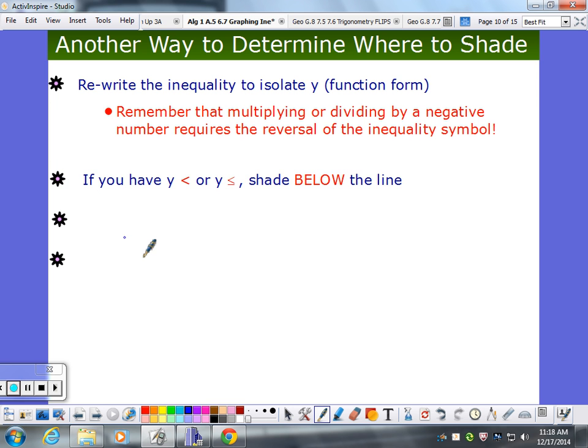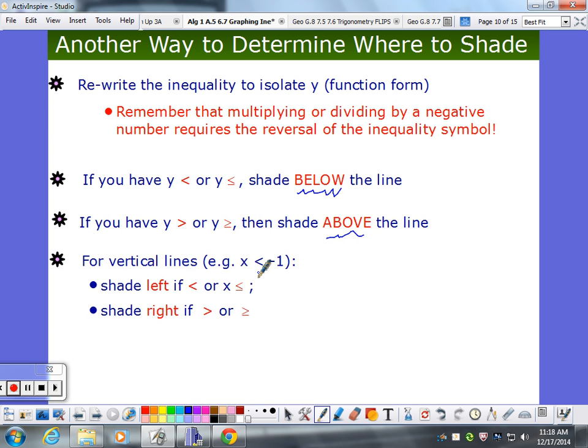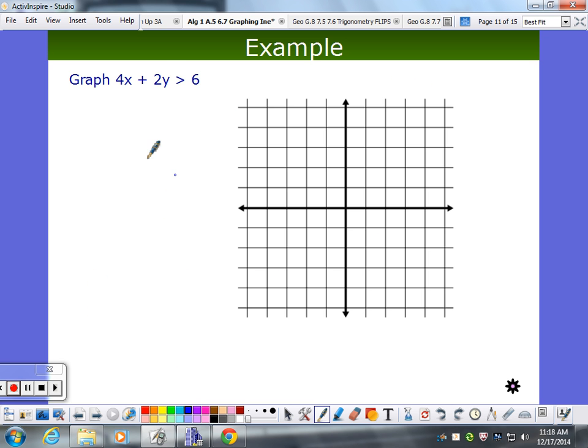Okay? If you have a less than involved, you're shading below. Less than means below. And if you have a greater than involved, shade above. Less than below, greater than above. Vertical lines, you can see it, right? If it's an x less than, you go left. If it's a greater than, you go right. Yeah, we saw those. So let's do this guy here.